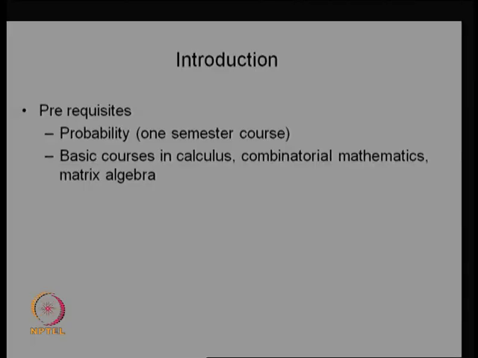Other than the probability course, we need a basic course in calculus and some mathematical background in combinatorial problems and also matrix algebra. These would have been covered in the Maths 1 or Mathematics 2 courses. That is enough to understand the stochastic process course. So, what we are saying is we need probability theory as a prerequisite, and the Mathematics 1 and Mathematics 2 courses are enough to understand the stochastic process course.